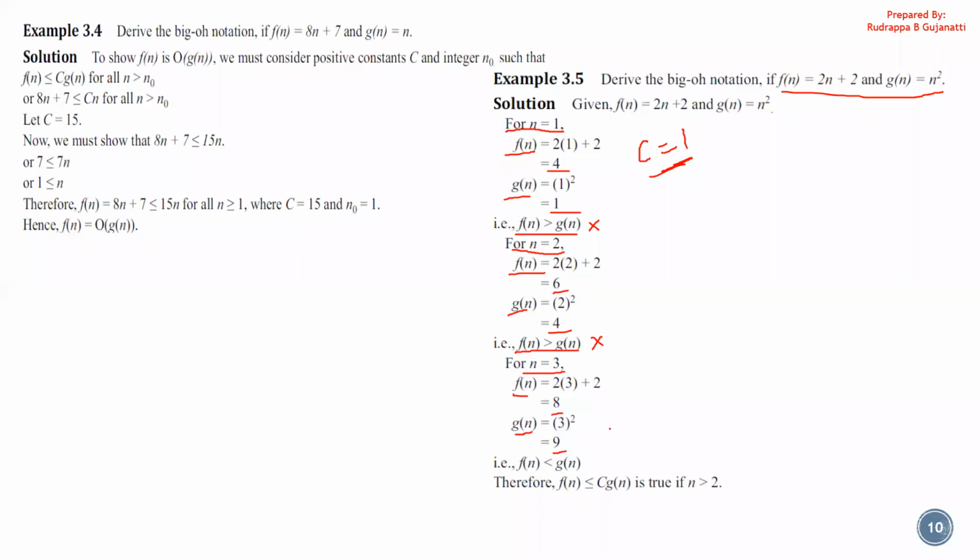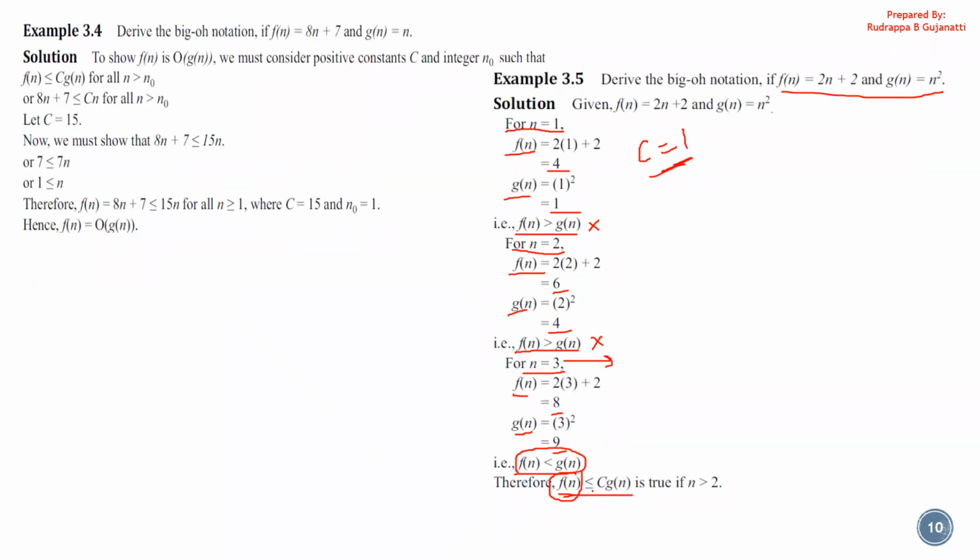So if you want, you can just cross verify with the rest of the values. If n is equal to 4, you have 2 times 4, 8 plus 2, 10, and here it will be 16. So it keeps on increasing. As n increases from 3, I have a condition wherein f of n is lesser equal to c times g of n. This condition is satisfied by the function f of n, that is this BigOh representation.